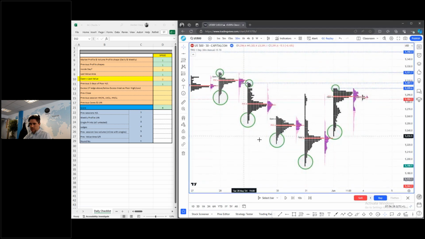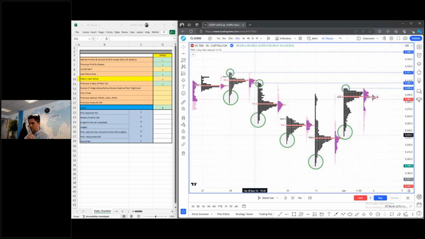Now, this is where the check sheet comes into its own, because you could sit there and say, okay, well, hang on though, but if you had poor highs and excess here, well, you should have bought on this day. And you had poor highs and excess here, so you should have bought on this day, and you would have lost 2 or 3 days in a row.